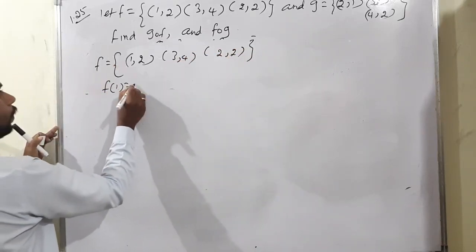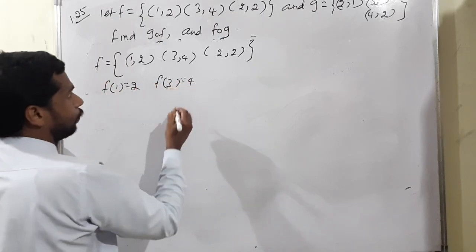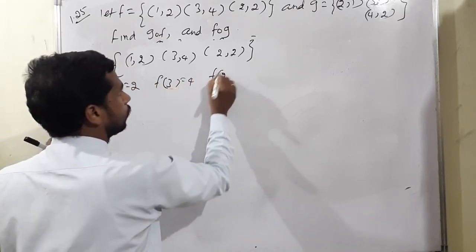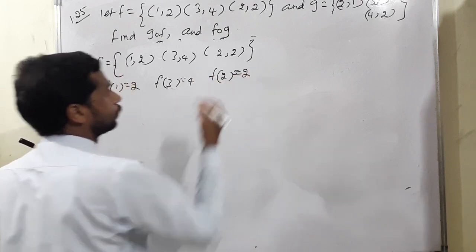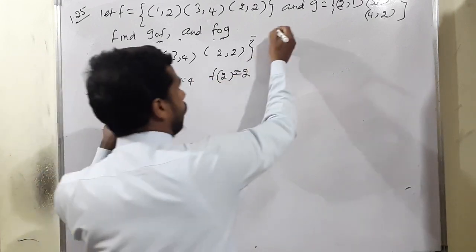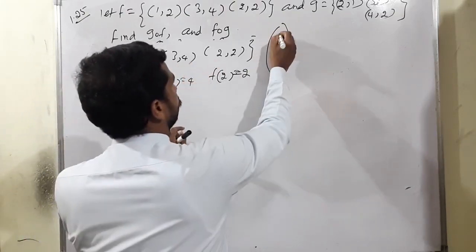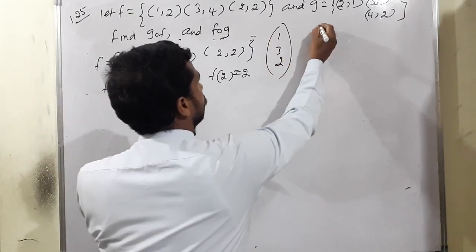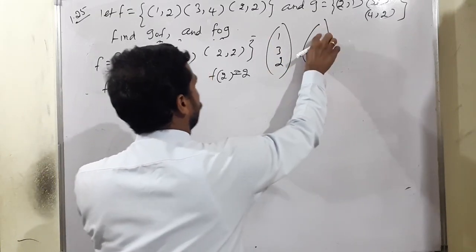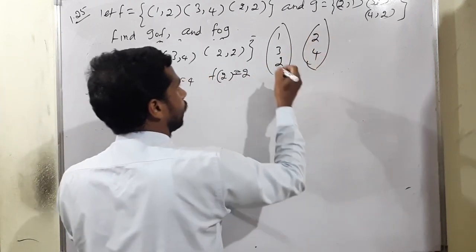f of 1 is equal to 2, then f of 3 is equal to 4. Here f of 2 is equal to 2. Now, the arrow diagram: what is the meaning? The domain is 1, 3, 2. The codomain means the output, 2 and 4, isn't it? So 2 and 4 only we can write now.